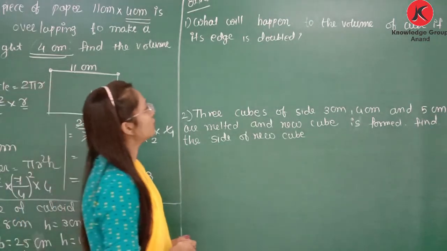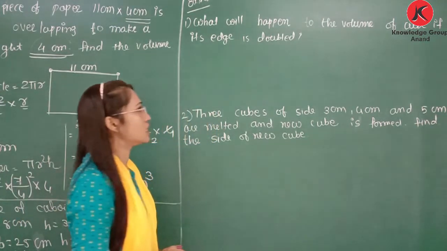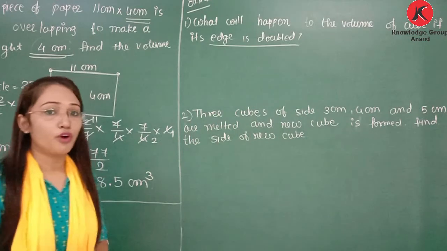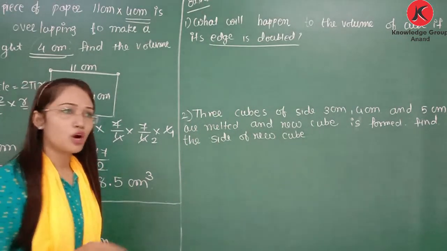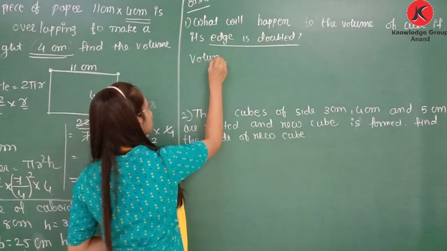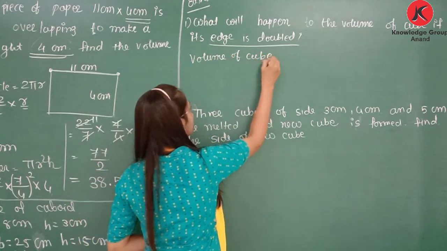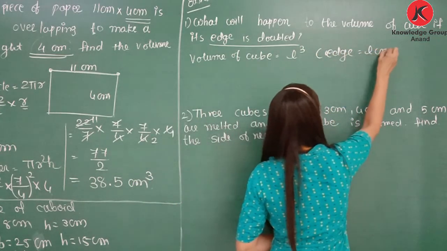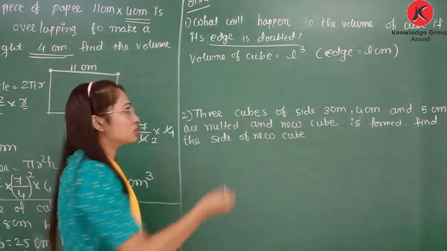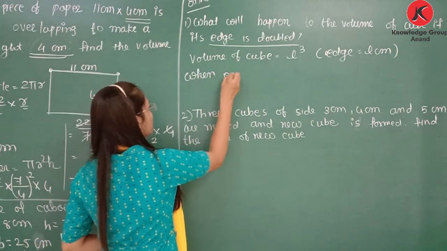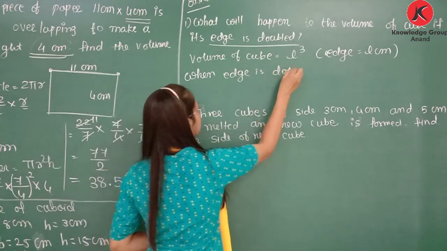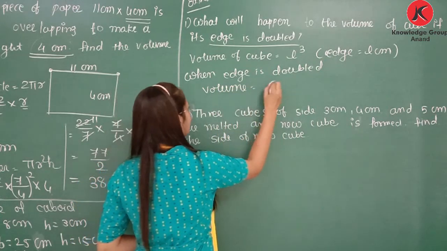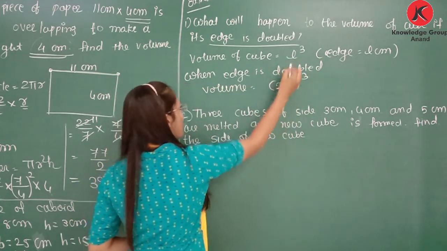So here, first, what will happen to the volume of a cube if its edge is doubled? If we double its edge, then what will happen to the volume of the cube? Now what is the volume of a cube? The equation is volume of cube is L cube, when the edge is L centimeter. But if we double it, when the edge is doubled, the volume becomes what? 2L cube, since L becomes 2L.